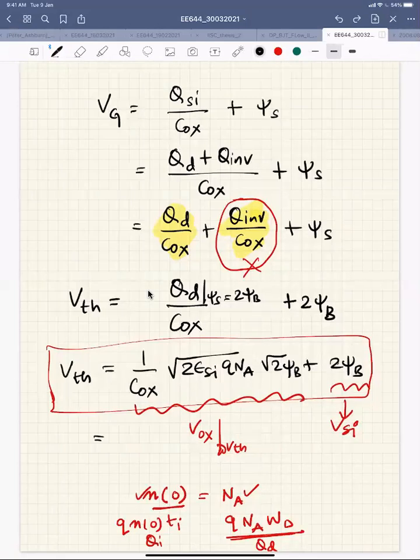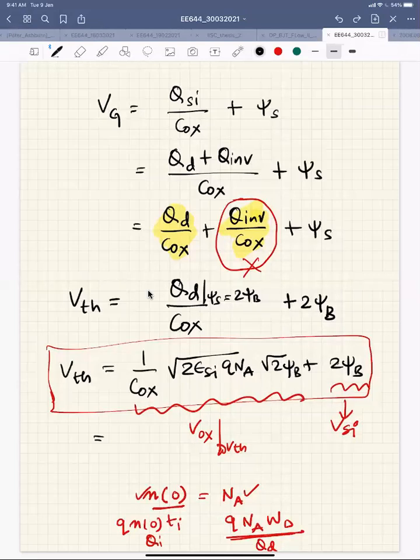In the practical case we'll come to that point, because if a transistor is not ideal, we started with the first assumption that your metal work function is equal to the semiconductor work function. If that is not the case, how will things change, right? So that will come next, right? Okay, so this is the threshold voltage, right?